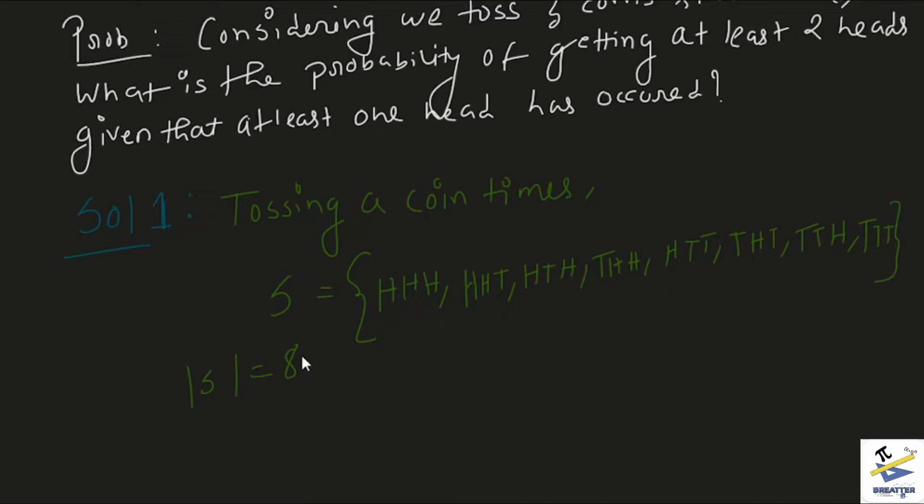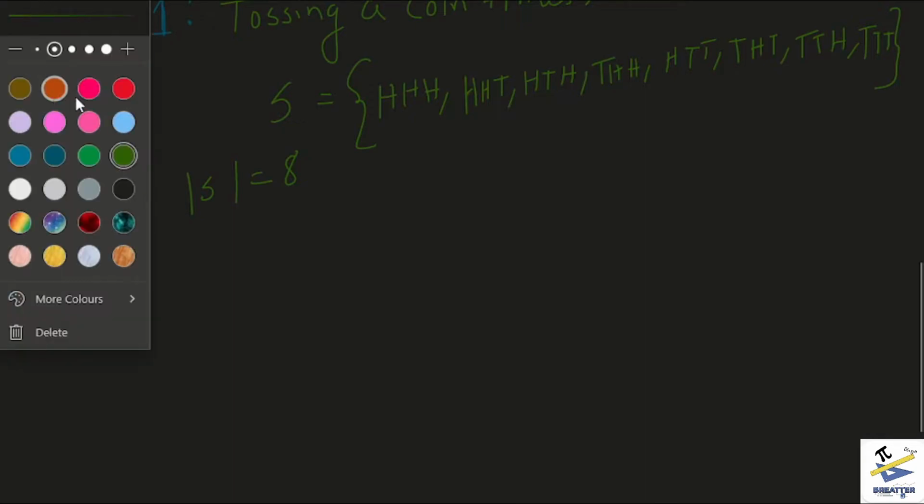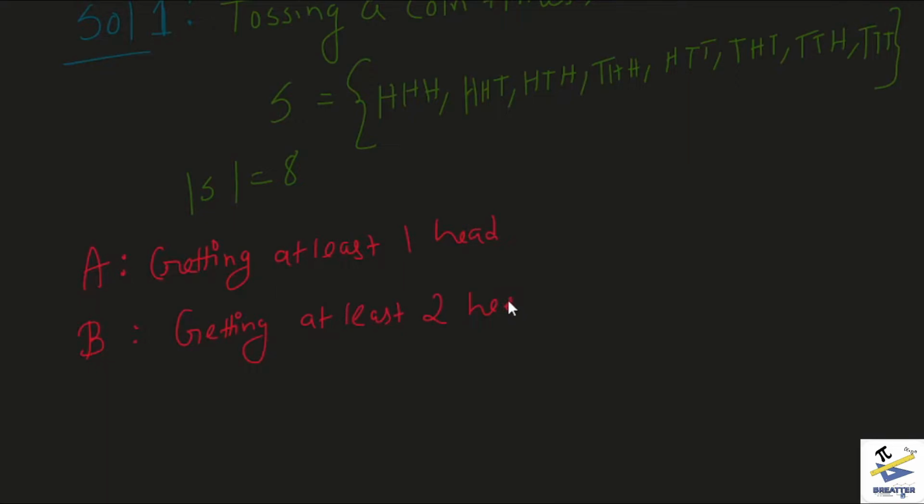Now when you have |S| = 8 and you want to find out the two events, we first define the two events as follows. Event A: getting at least one head. And event B: getting at least two heads. So these are our two events.